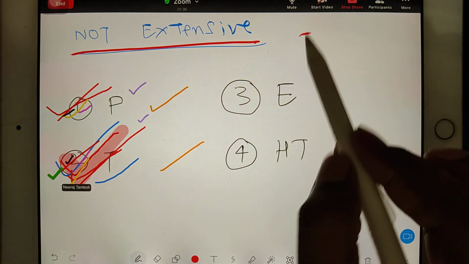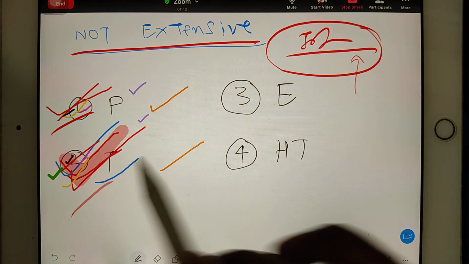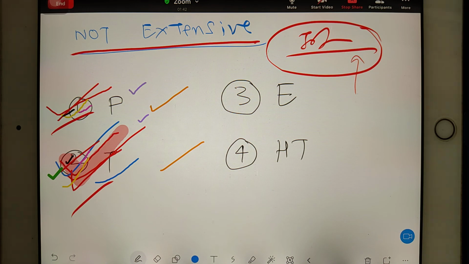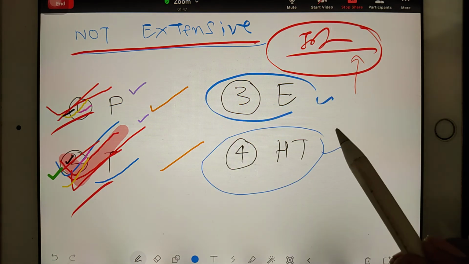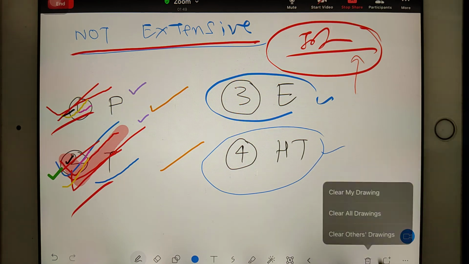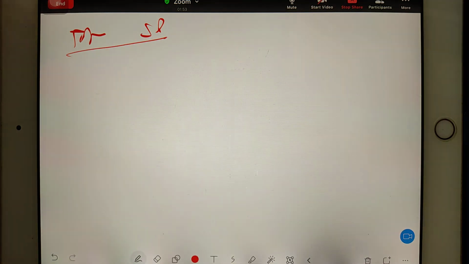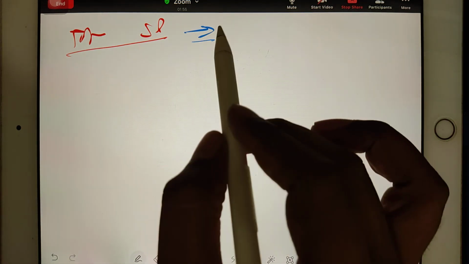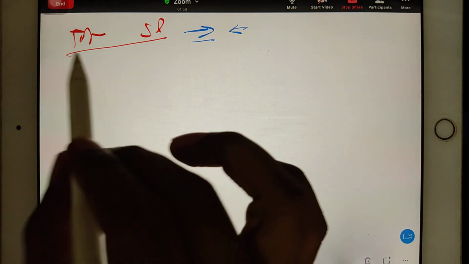It is very clear that not extensive means intensive property. I am looking for intensive property. So pressure and temperature, they are intensive properties. Energy and heat transfer, they are extensive properties. Now we'll go for something called total and something called specific. After 5 minutes, after this topic, we'll stop the class and then we'll meet after dinner.